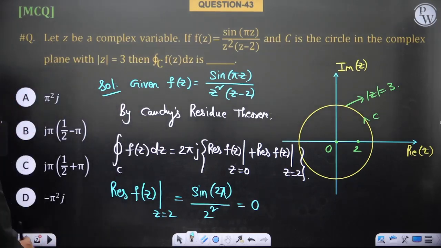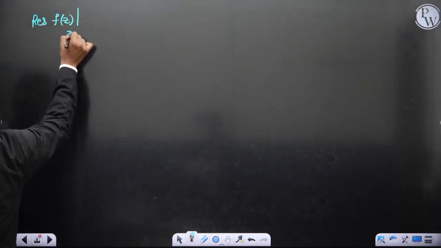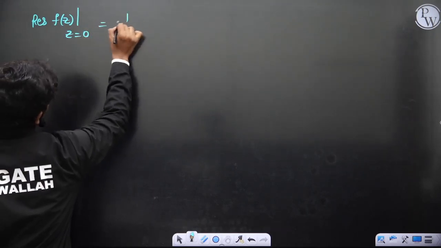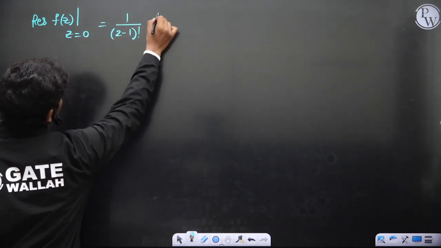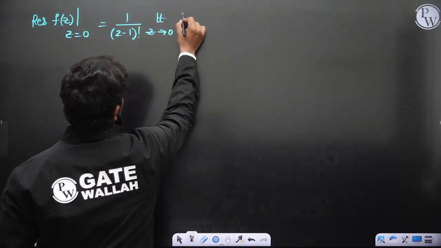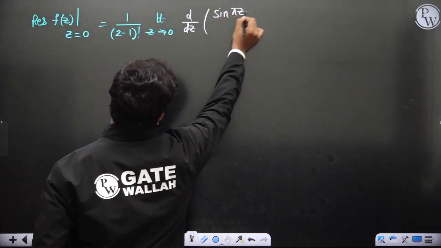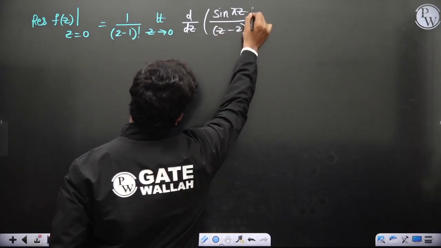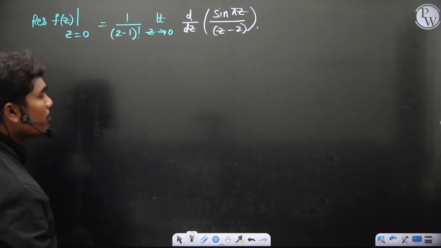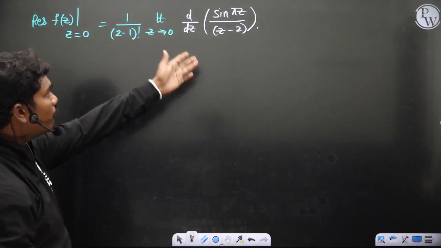Now coming to the residue of f of z at z is equal to 0. This is a pole of order 2, so it is equal to 1 by m minus 1 factorial, limit z tends to 0. If this is a pole of order 2, then we take the first derivative d by dz of sin pi z divided by z minus 2. Because if you calculate the residue, we have 1 by m minus 1 factorial, limit z tends to that particular z naught, then the m minus 1th derivative of this combination.